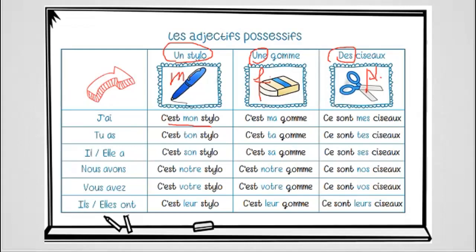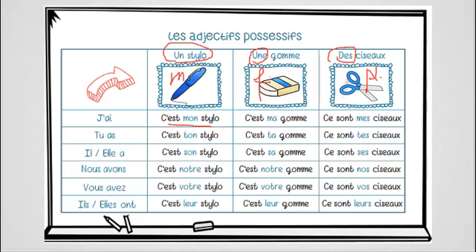Son stylo. If I want to say, okay, this is her pen, how to say that? Son stylo. Yes, it's the same. His or her is the same. If I want to say your pen, this is your pen, how to say that? Your is, I think, ton. C'est ton stylo. Okay. C'est ton stylo. Let's move on.